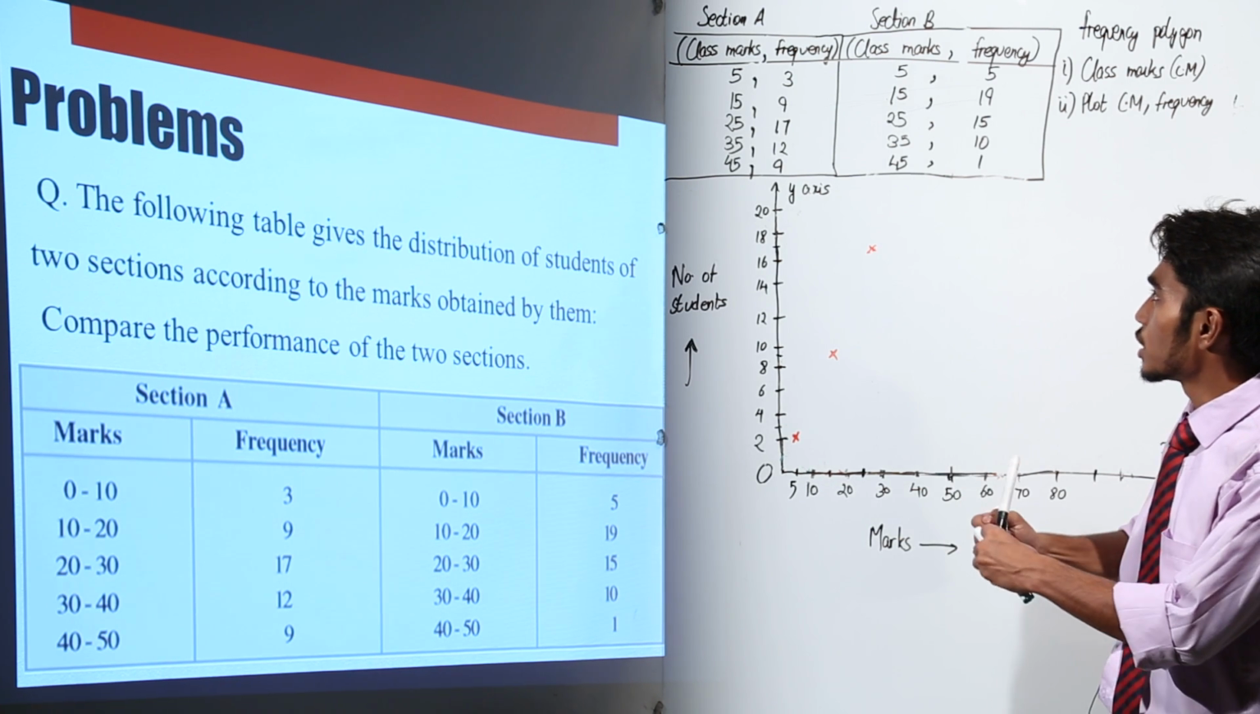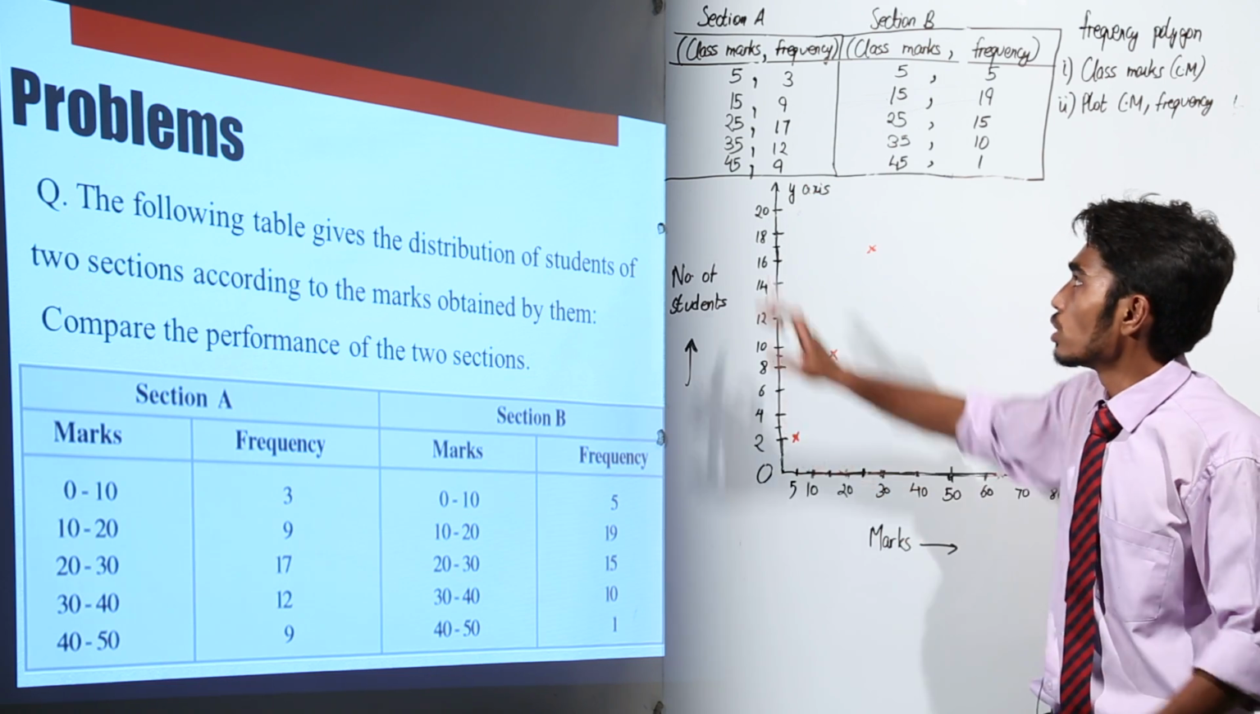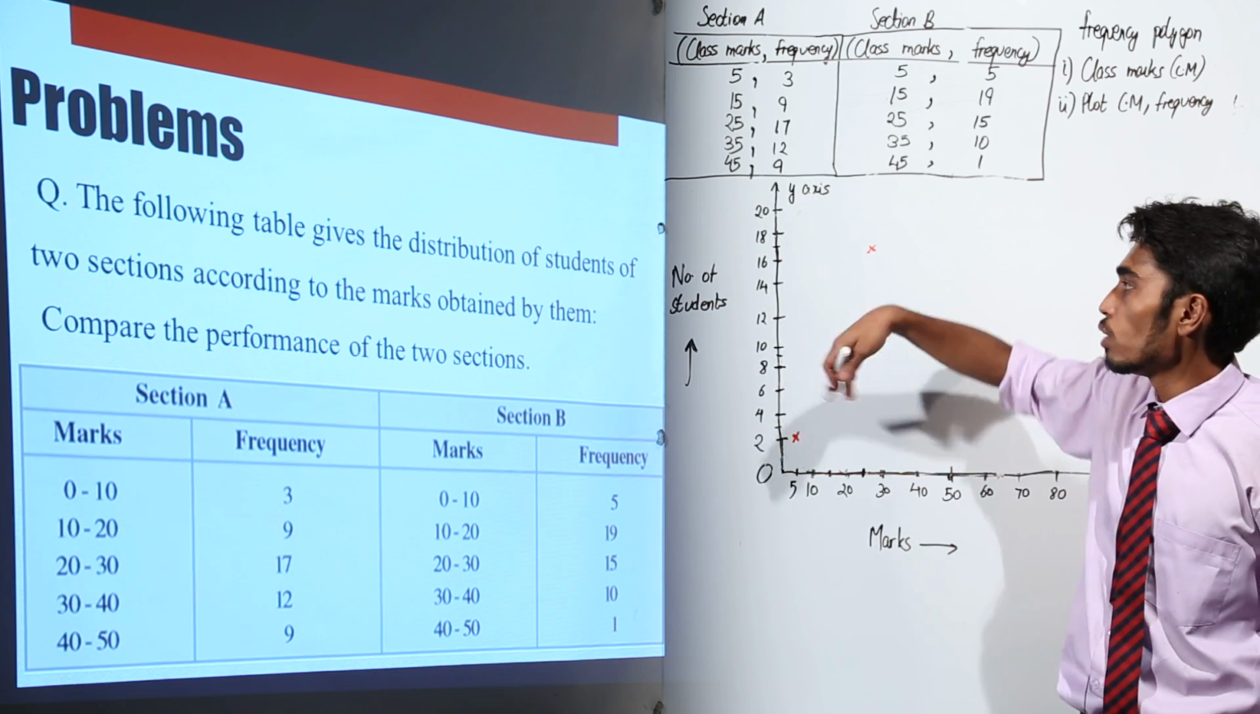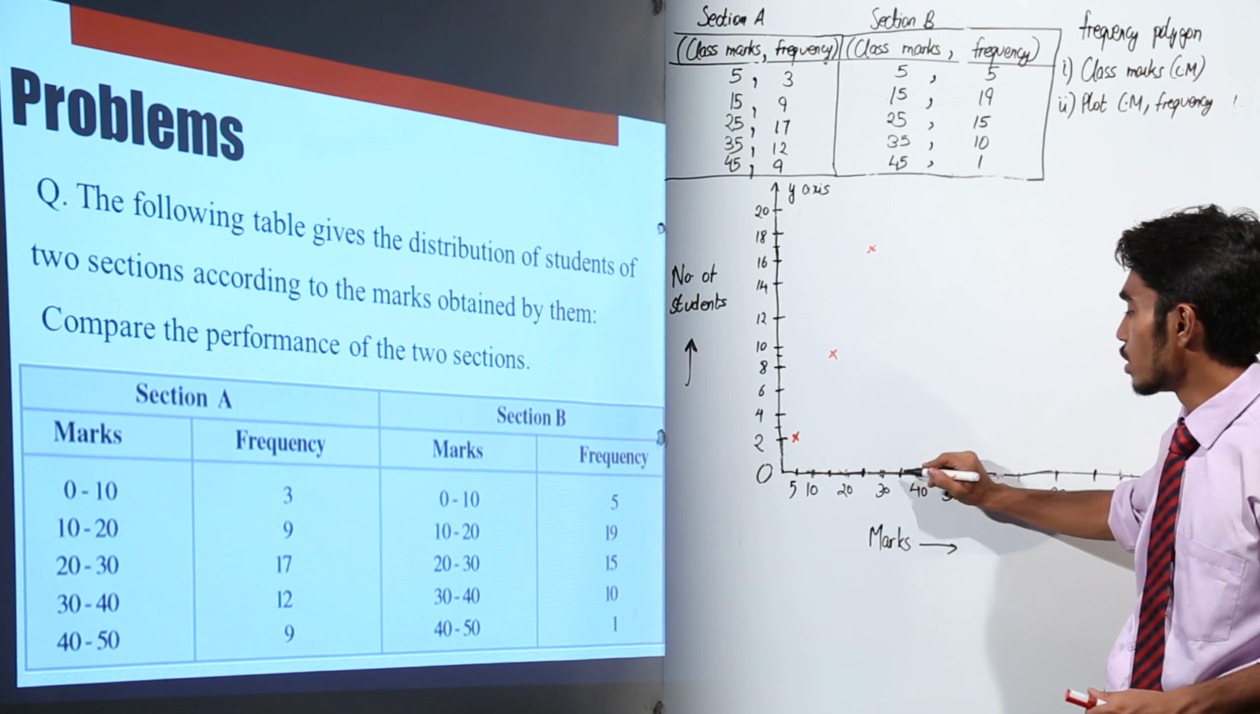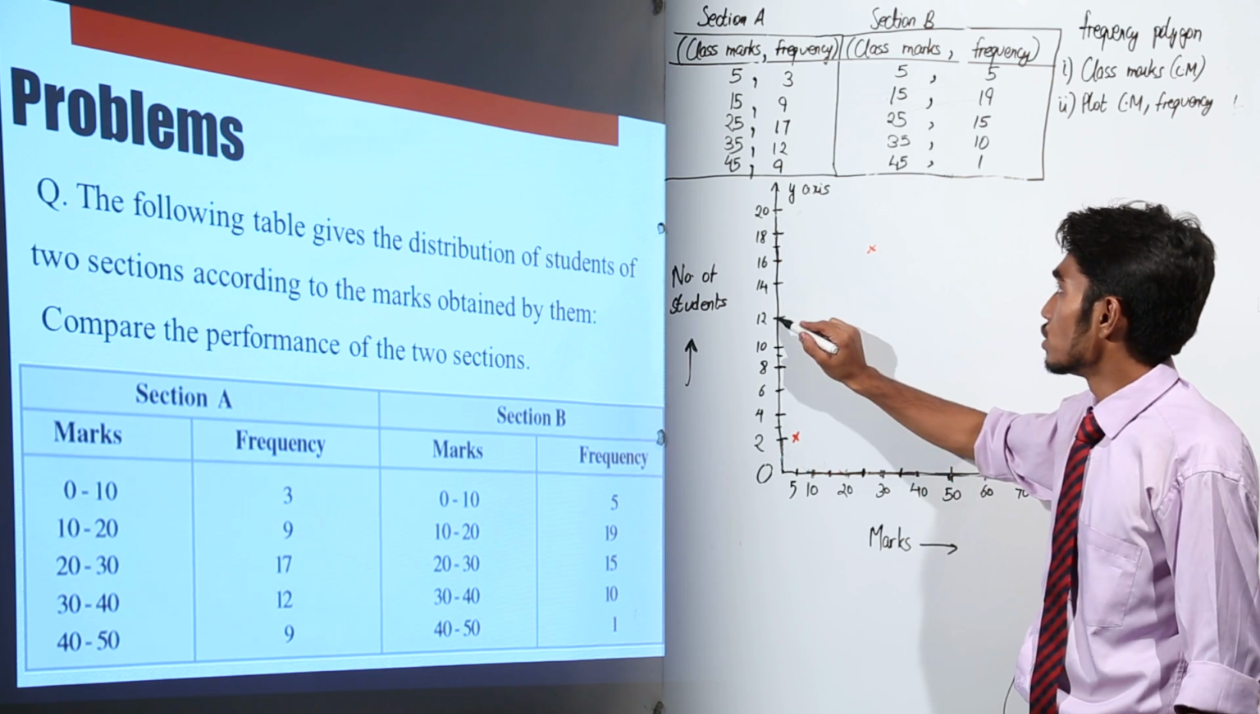The next point is 35 comma 12. So 35 on the x axis and 12 on the y axis. This is 35, and this is 12.